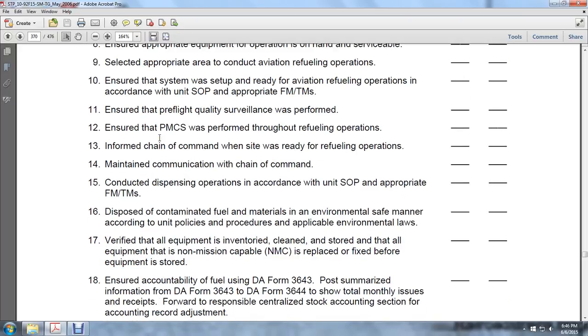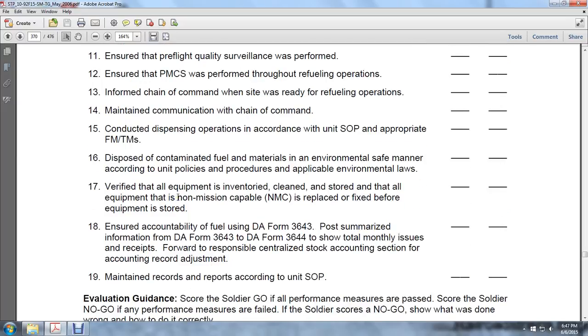16. Dispose of contaminated fuel materials in an environmentally safe manner according to unit policy, procedures, and applicable environmental laws. 17. Verify all equipment is inventoried, cleaned, and stored, and that all non-mission-capable equipment is replaced or fixed before it is stored. 18. Ensure accountability of the fuel using DA Form 3643; post-summarize information from DA Form 3643 and DA Form 3644 to show the total monthly issues and receipts. Forward to the responsible centralized accounting section for the accounting record adjustment. 19. Maintain records and reports per the standing authorization procedure.